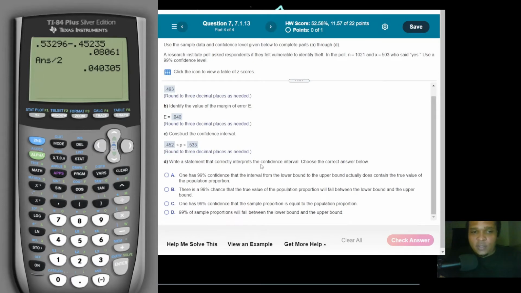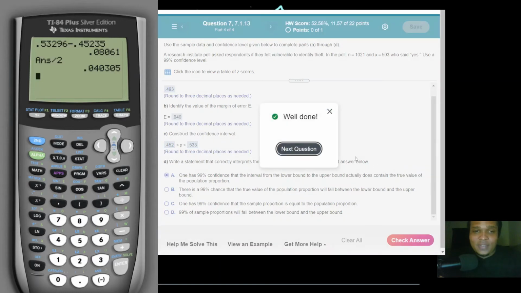Okay, write a statement that correctly interprets the confidence interval. I'm going to be real with you. Most of the time they're going to use the same terminology. So just be very careful as to what you pick. One has a 99% confidence that the interval from the lower bound to the upper bound actually does contain the true value. I like the sound of that. And I'm right.